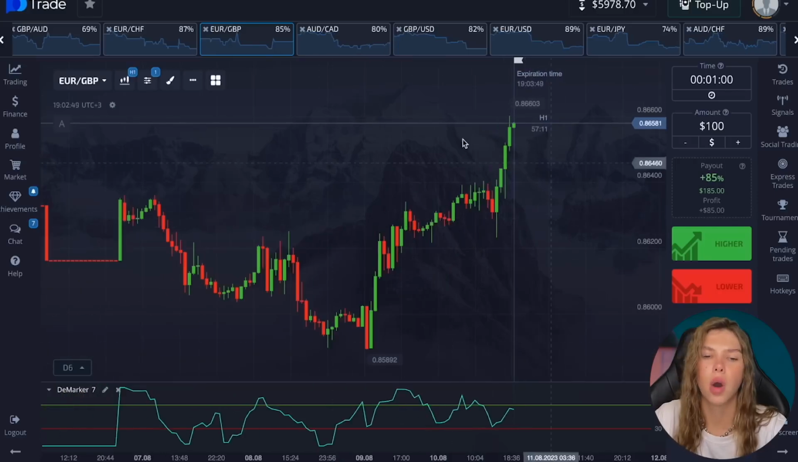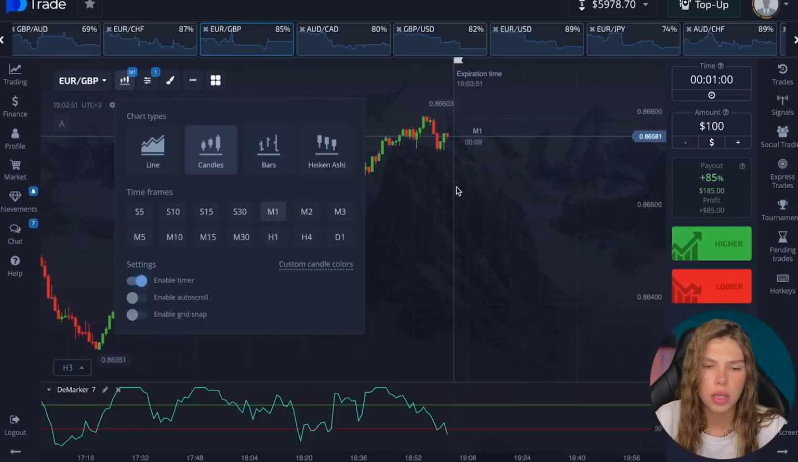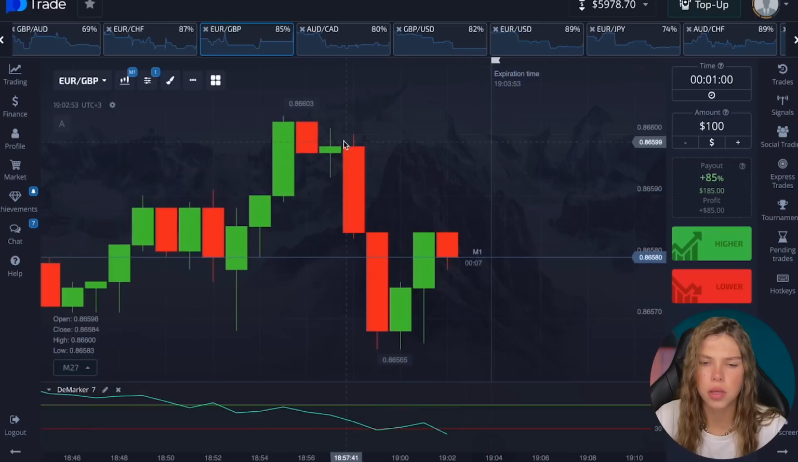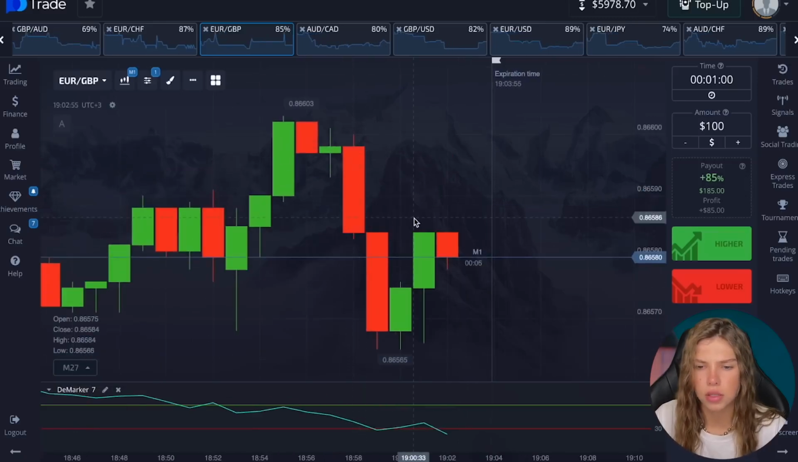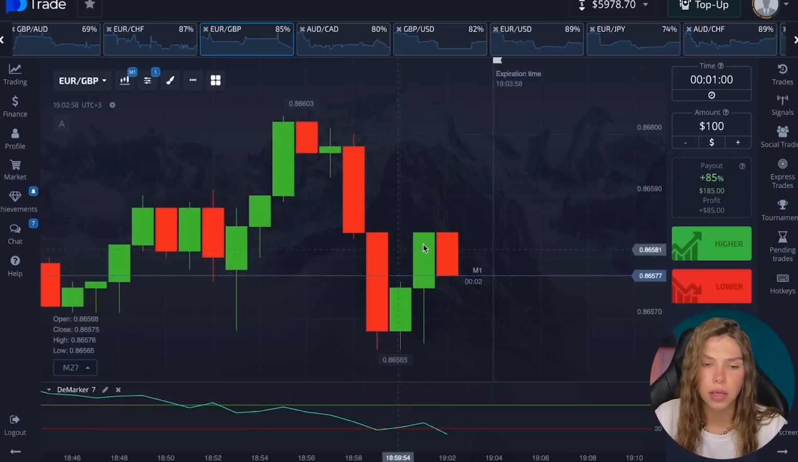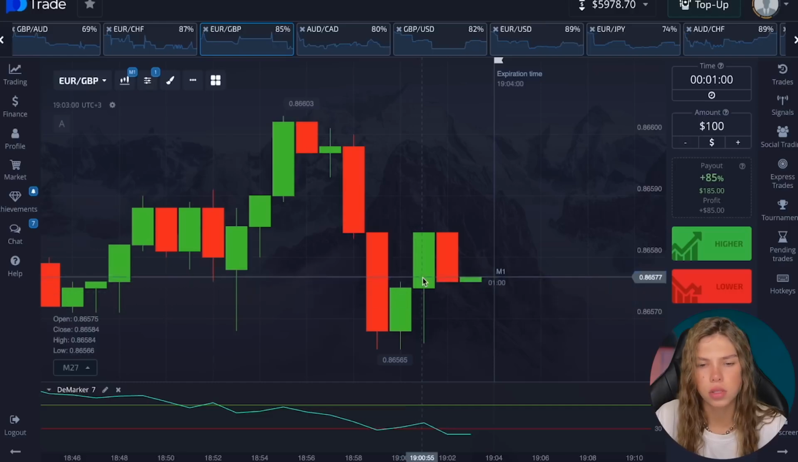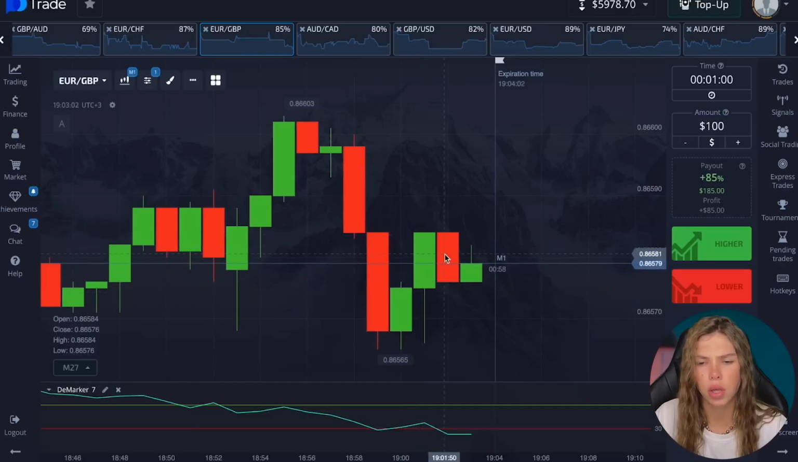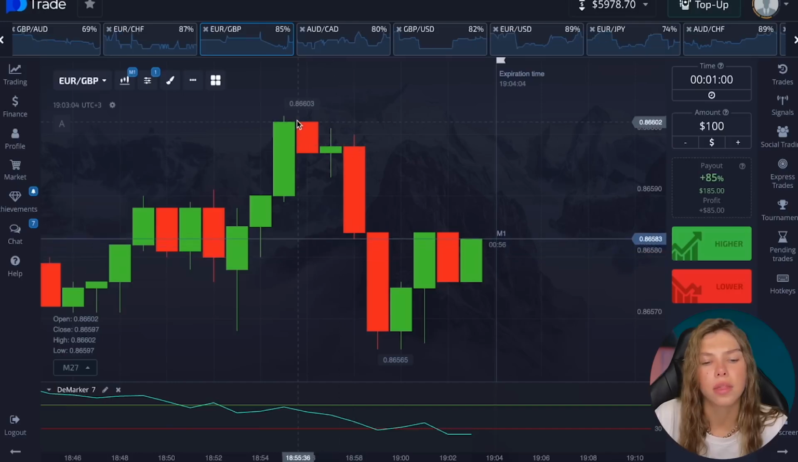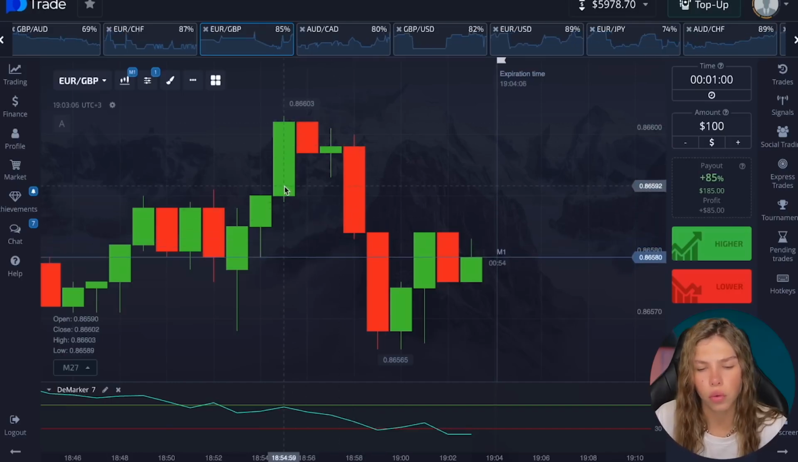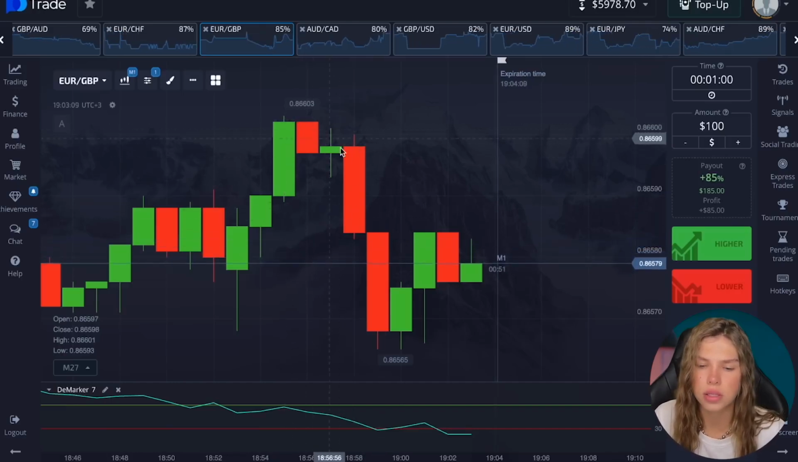That is, we put our closure here. We put it here. Okay, we close it here. Up here, they could have tried to put it here or here. And DeMarker tells us that we need to put it down here, that the chart will go down, and it went down. And that way we could avoid the wrong deal. So that's what this indicator is for.